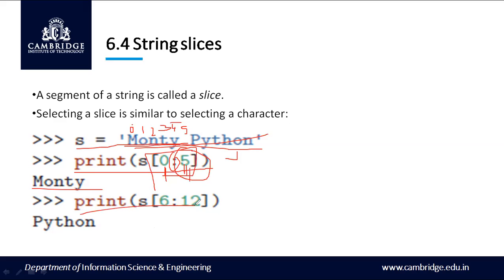Similarly, print S[6:12]. This is the first index and this is the second index. Again the offset values are 6, 7, 8, 9, 10 and 11. Here you can see again the second index will not be printed. So it starts from the 6th character, PYTHON, till the 11th character. When I execute this statement, you can see that Python is printed. So this is the slice concept.